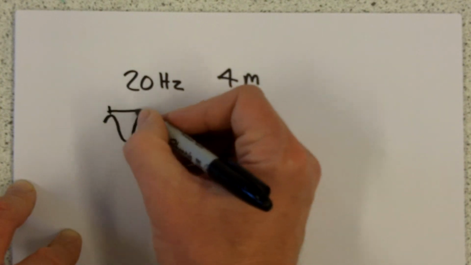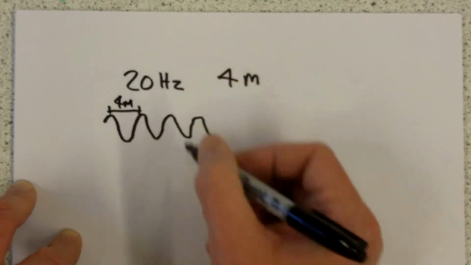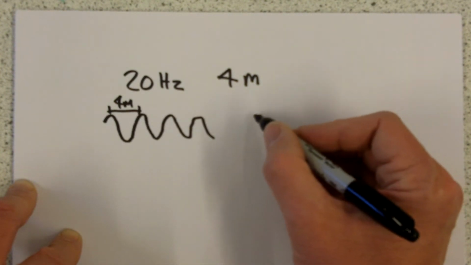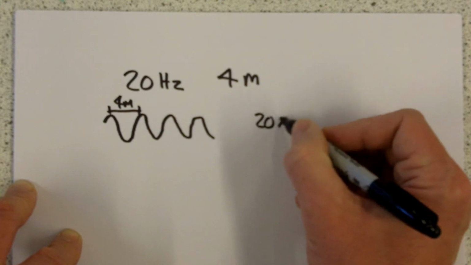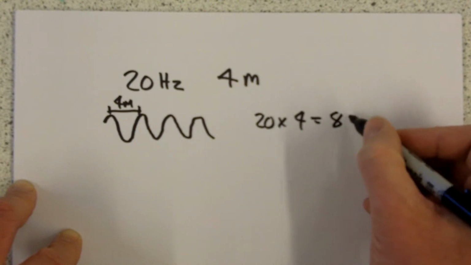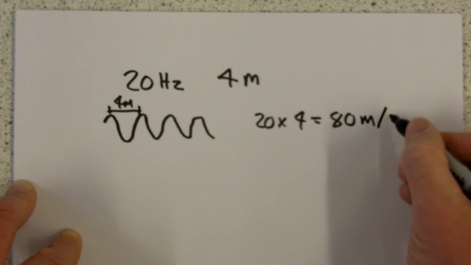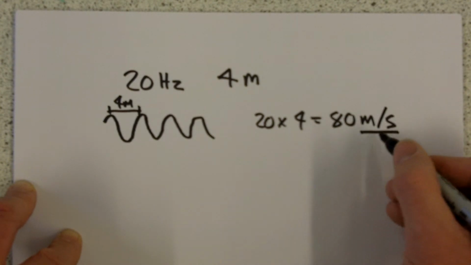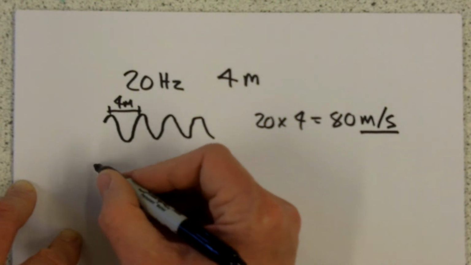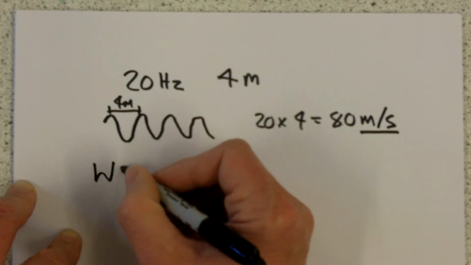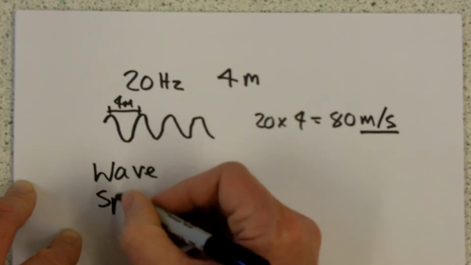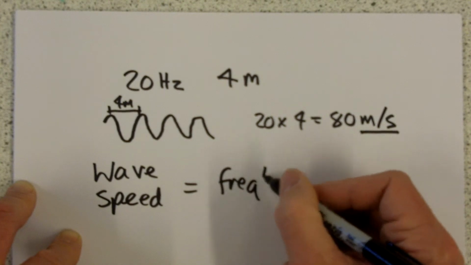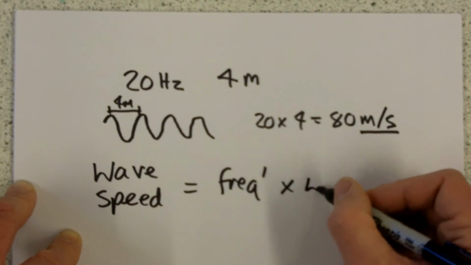So every second I'm getting 20 lots of 4 meters. So that wave will get longer each second by 20 times 4 equals 80 meters longer every second. Now obviously 80 meters per second, that's the units of speed. So we can write this wave equation as wave speed equals the frequency of the wave, how many waves per second, times by the wavelength of the wave.